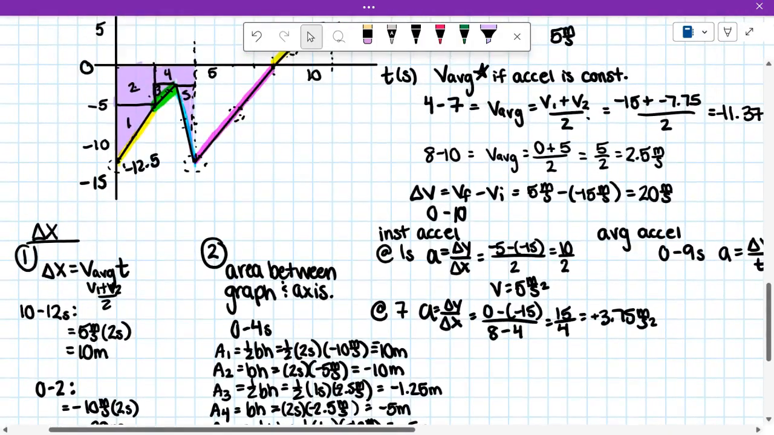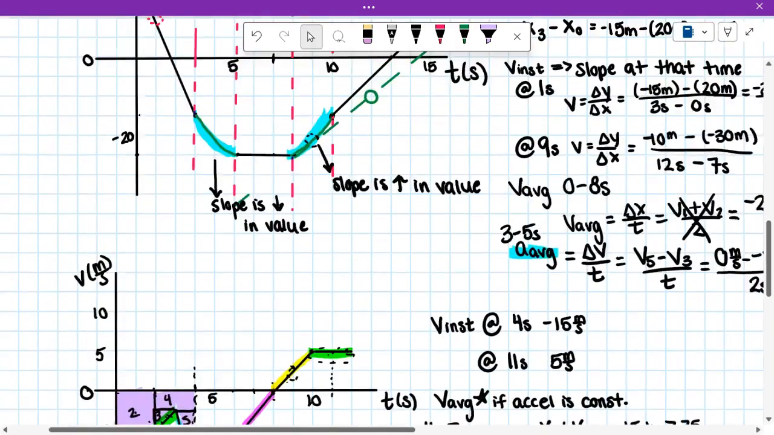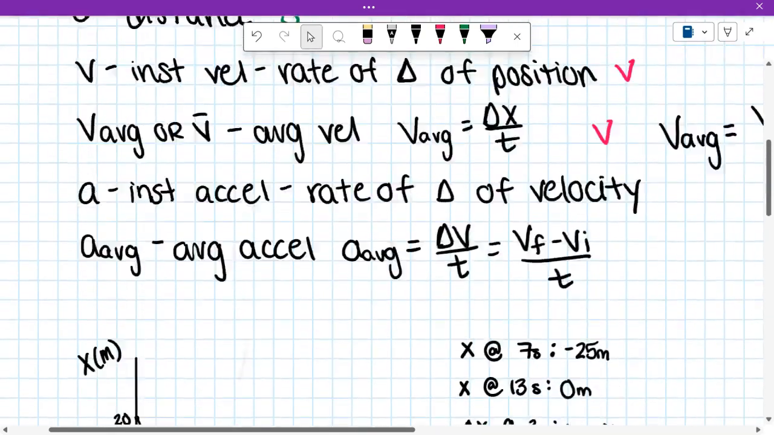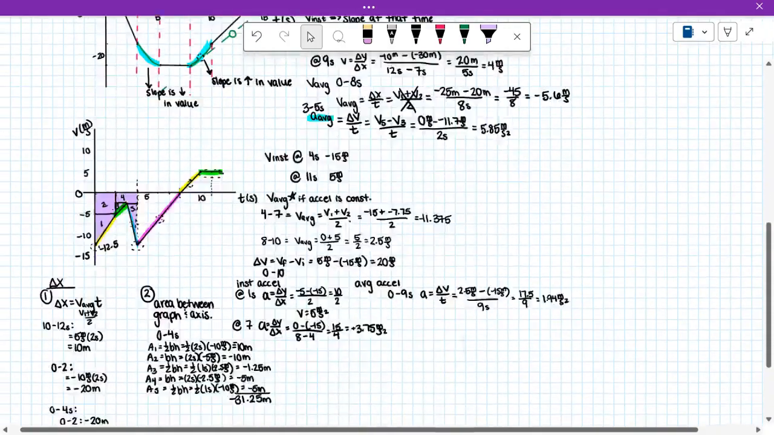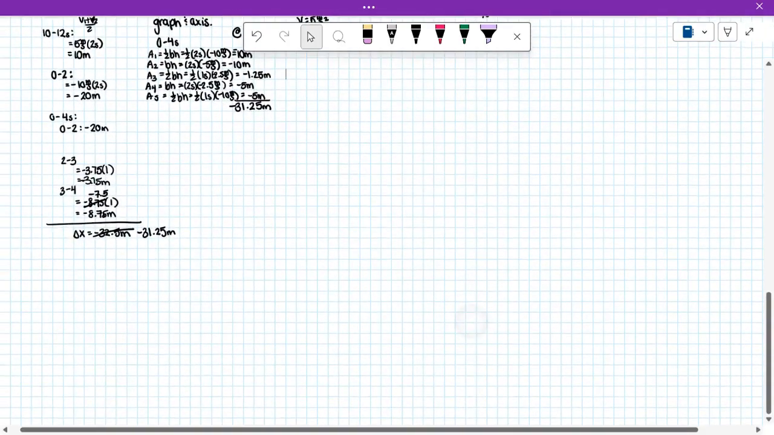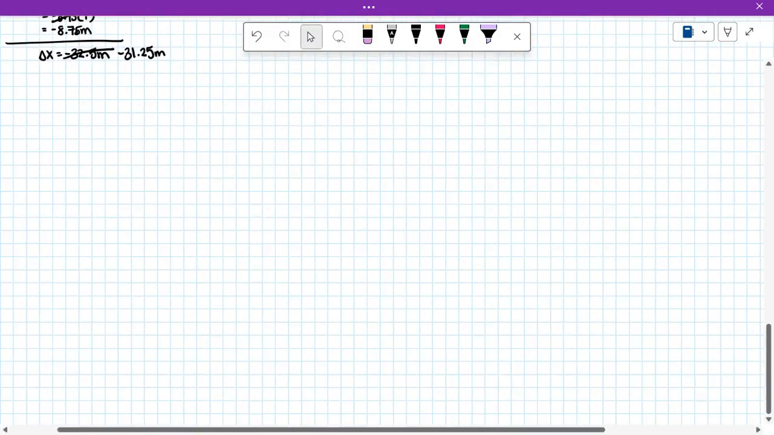All right. So when finding the change in position, we can either use average velocity or area. I am usually going to use area just because that's what I was taught and that's what I've always used. But if average velocity makes more sense to you, you are more than welcome to do that. But that is how we find all of the different things for position and velocity. Now you might be feeling overwhelmed. How am I going to keep this all straight? I am going to show you a trick.